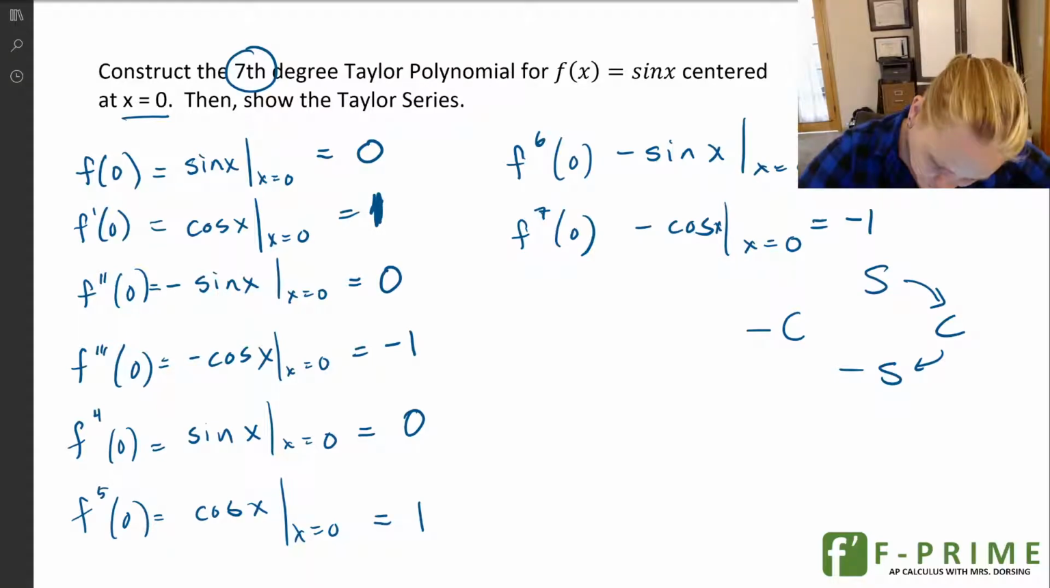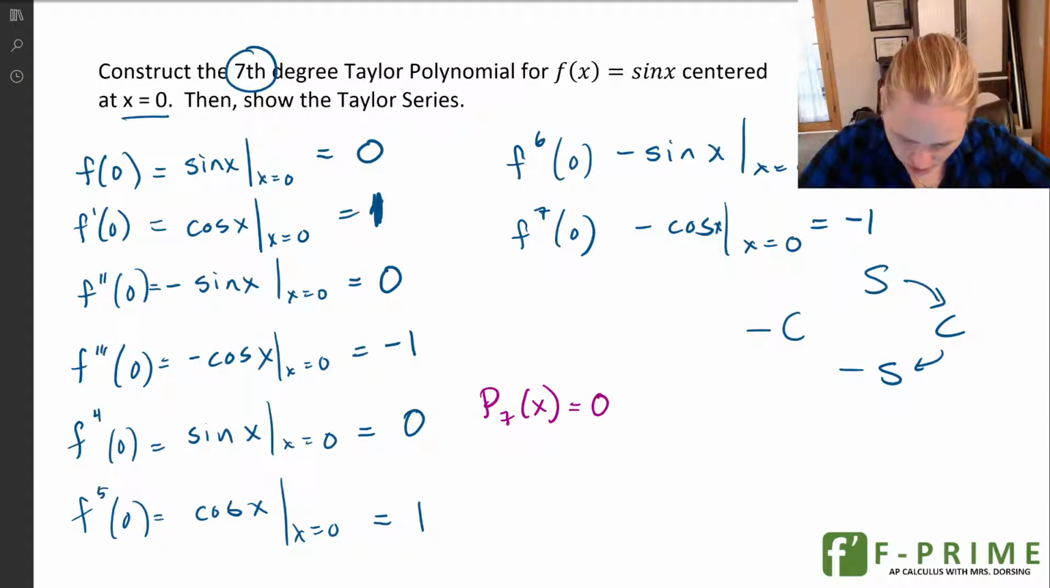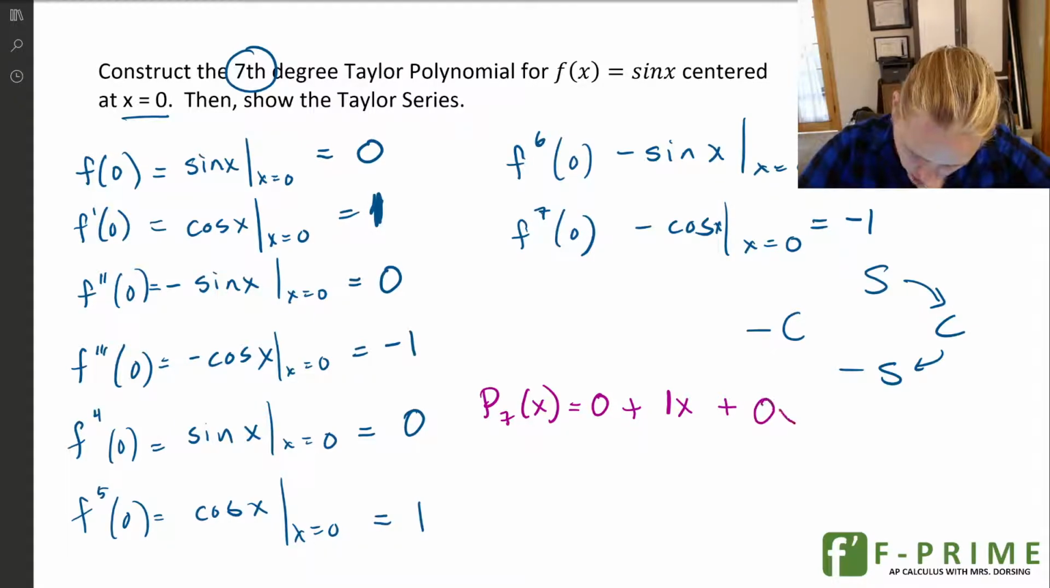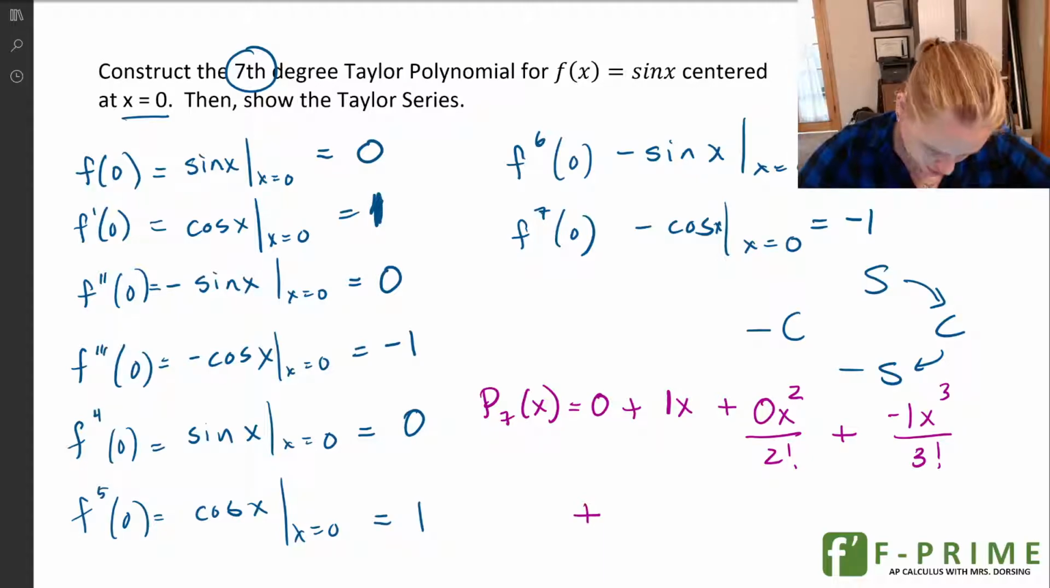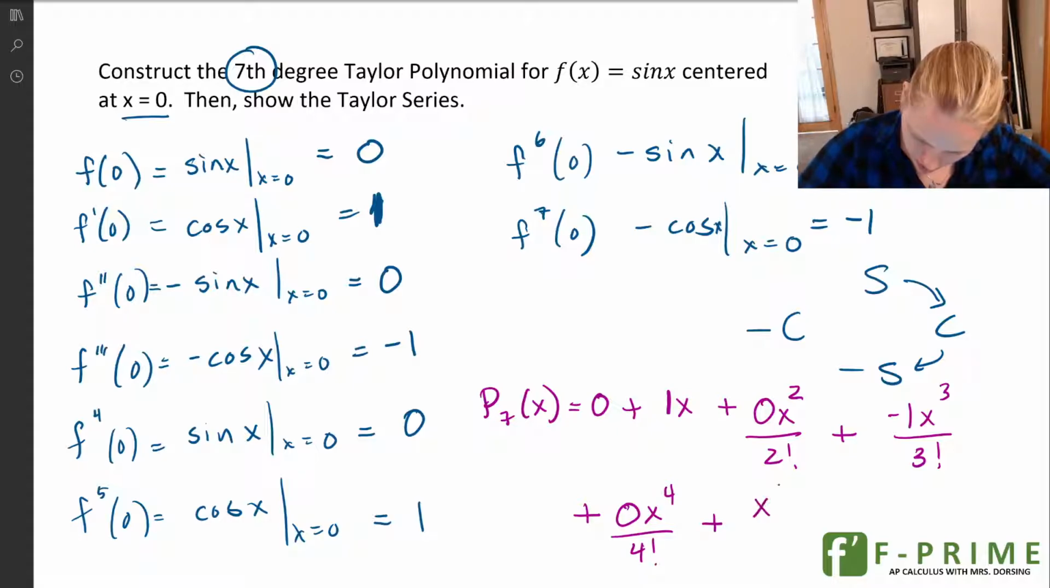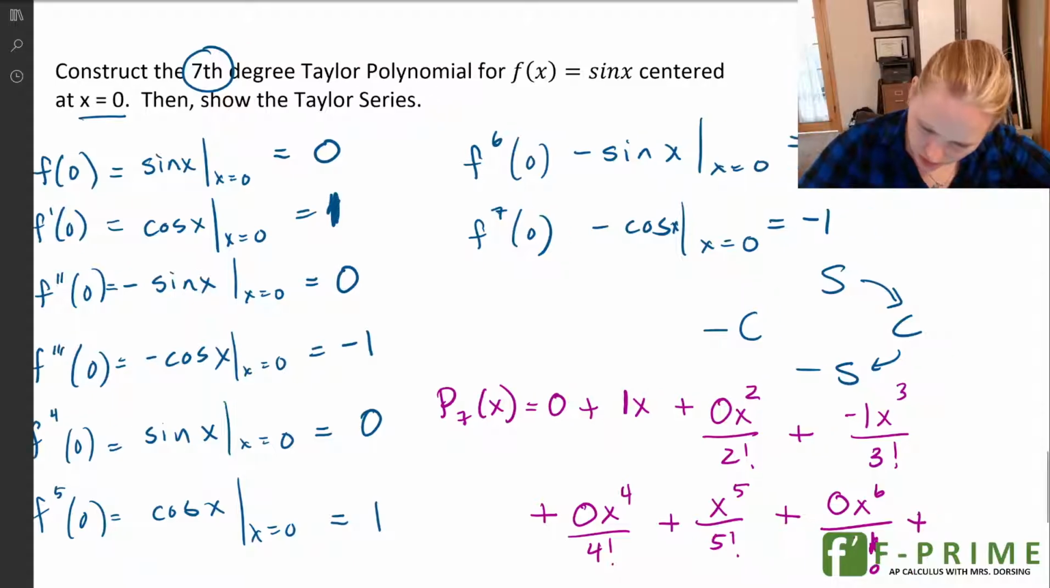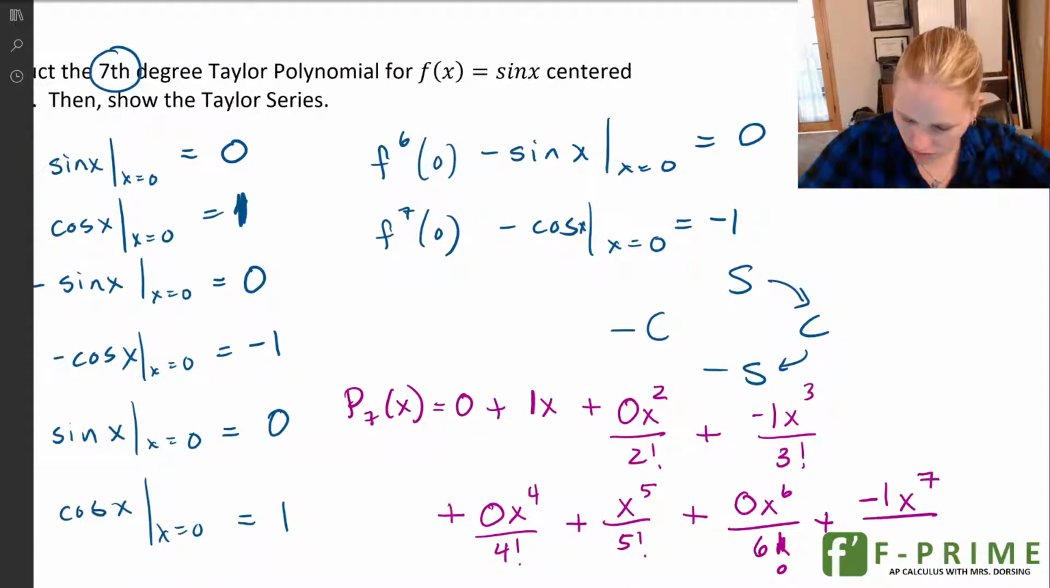So P7 of x, all right, remember it's f of 0, which is 0, plus f prime times x, x to the 1 over 1 factorial, plus the second derivative, 0x squared over 2 factorial, plus negative 1x cubed over 3 factorial, plus, now the fourth, 0x to the 4th over 4 factorial, x to the 5th over 5 factorial, 0x to the 6th over 6 factorial, plus negative 1x to the 7th over 7 factorial.